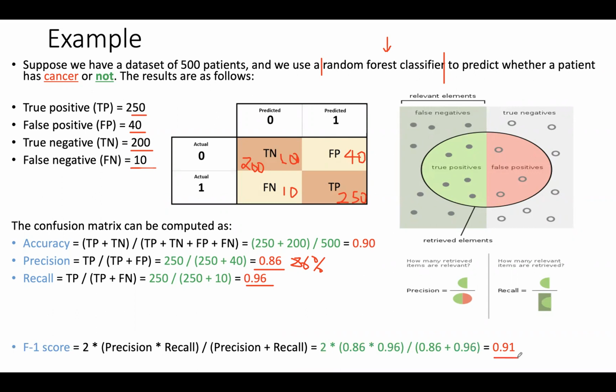it gives you 91%. Now, from this, you can already see that the accuracy is 90%, recall is 96%, precision is 86%, and F1 score is 91%. So here we can observe that recall is the highest, followed by F1 score, accuracy and precision. Now, in a medical diagnosis, in our case here, we want to predict whether a patient has cancer or not. Recall is usually more important because of the false negatives. So we want to reduce this false negative.